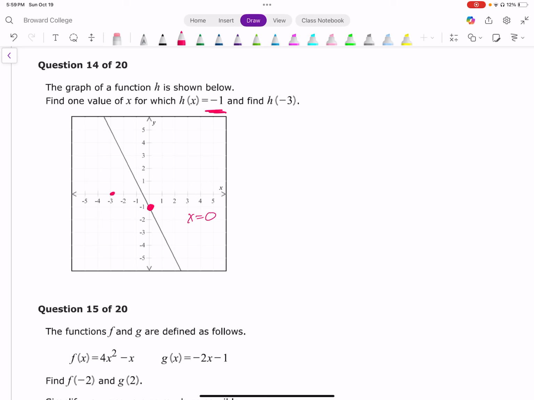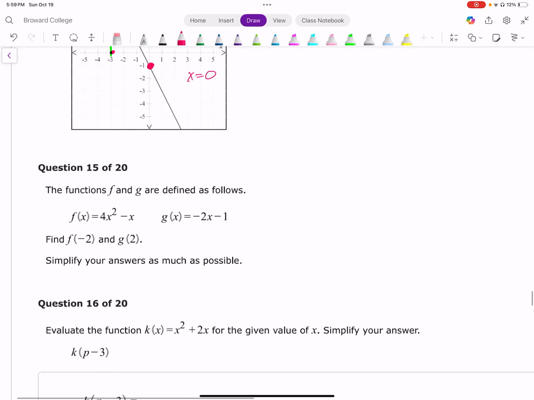Now I'm going to continue. I can't go down because there's no line down. So I'm just going to use a green highlight, and I'm going to continue till the graph stops, or it hits the graph. And it hits it right here. Where does it hit it? At 5. So therefore, h of negative 3 is going to be equal to 5.